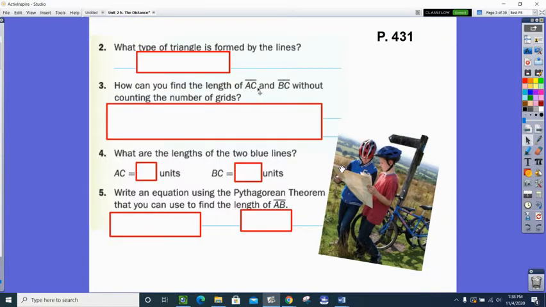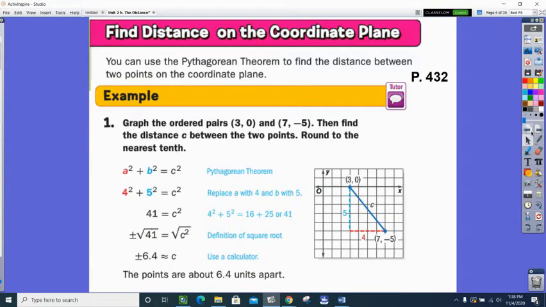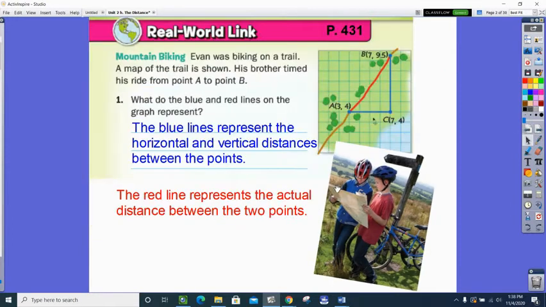So how could you find the lengths AC and BC without counting the number of grids? Well, the first thing you could do would be to count and go, well, this is 1, 2, 3, 4. So between this point and here, the horizontal distance he traveled was 4. And they're asking you, how could you get that from these points? If you look at the 7 and the 3, 7 minus 3 would give you the 4.